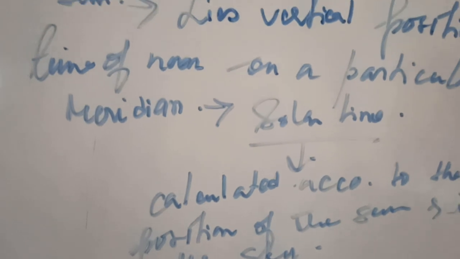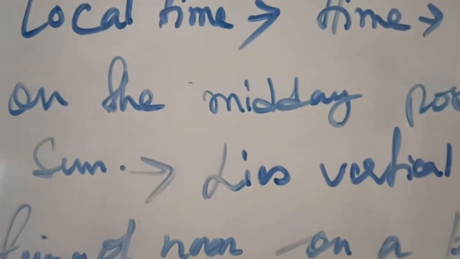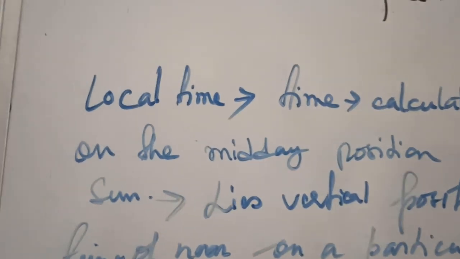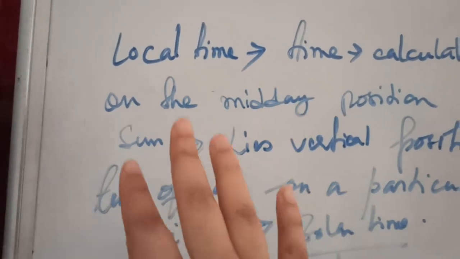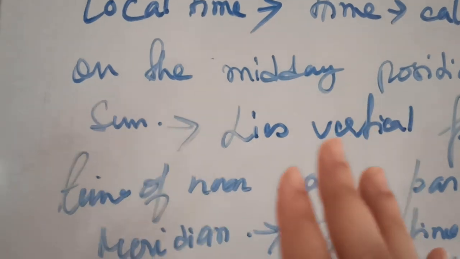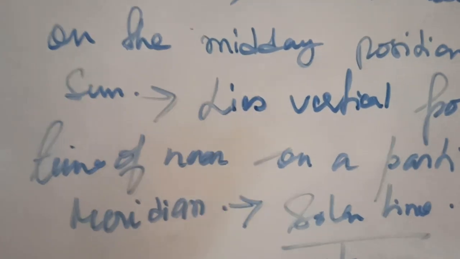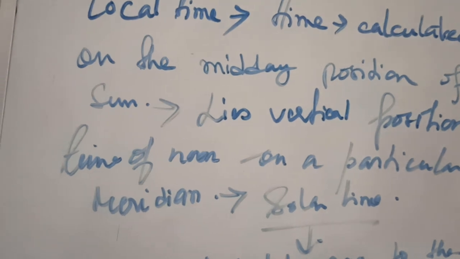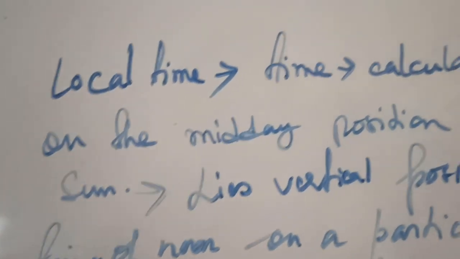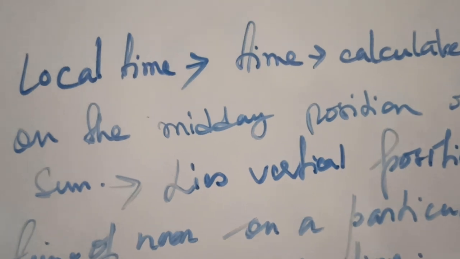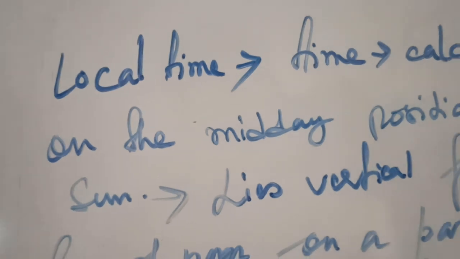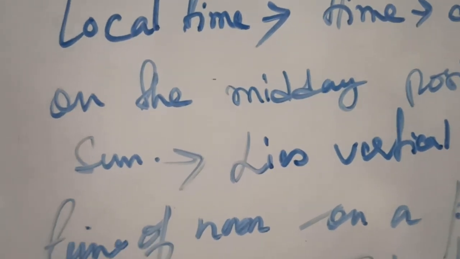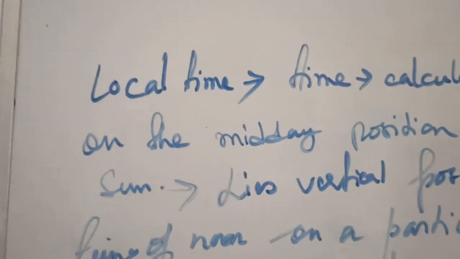So every place does not have the same local time. The local time varies from place to place because this time is being calculated based on the position of the sun in the sky. So when the sun lies vertically above or on some particular longitude or on particular meridian, we call it as the solar day or the solar time or the local time of that place. So because it is dependent on the longitude and also dependent on the sun's position, this time is not similar for everywhere. It varies from place to place.